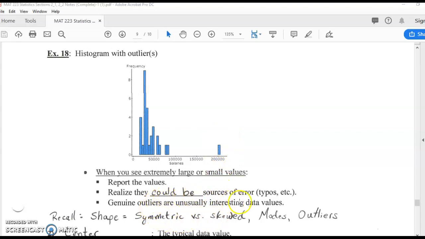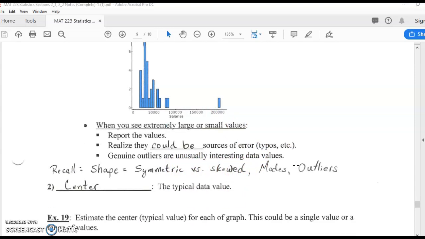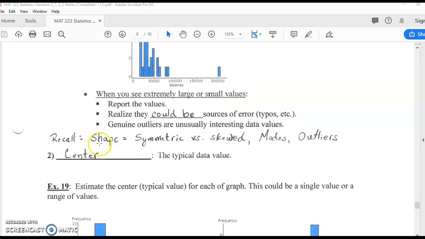Realize that it could be a source of error. It could be that somebody made a typo and didn't record the data set correctly. So we have to think about whether it makes sense or not. But genuine outliers are unusually interesting, and we don't want to throw them out if they're really correct data values. So recall, shape was symmetric versus skewed, modes, and outliers.